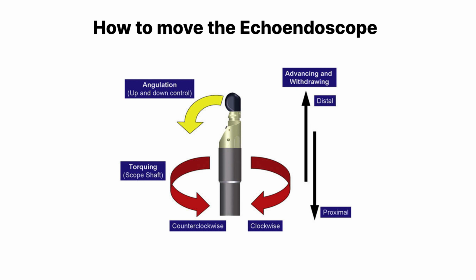There are 3 basic ways to manipulate the echoendoscope. First, angulation refers to moving the tip of the scope up and down. Second, torque means rotating the shaft of the scope clockwise or counterclockwise. Third, we advance and withdraw the scope to move distally and proximally while observing the target area. Mastering these 3 maneuvers is essential for safe and accurate EUS examination.